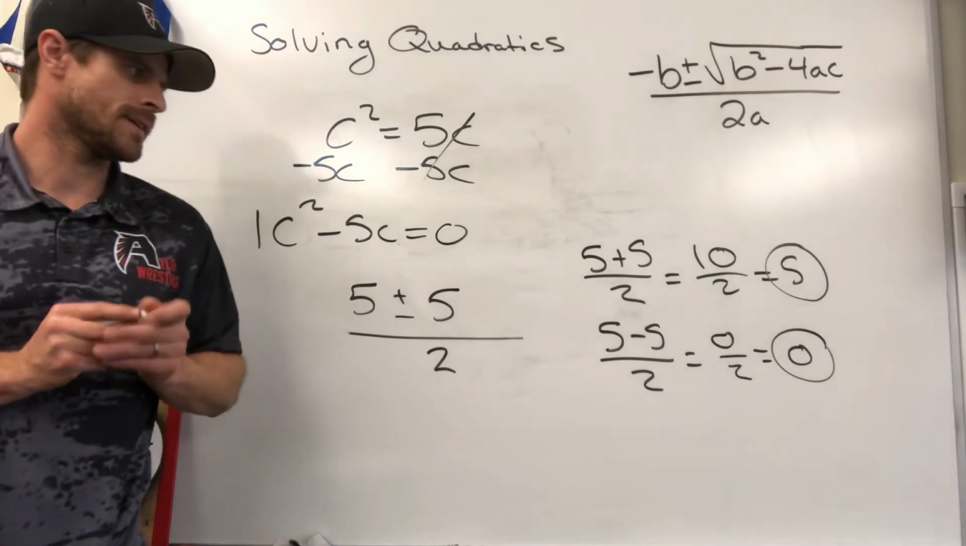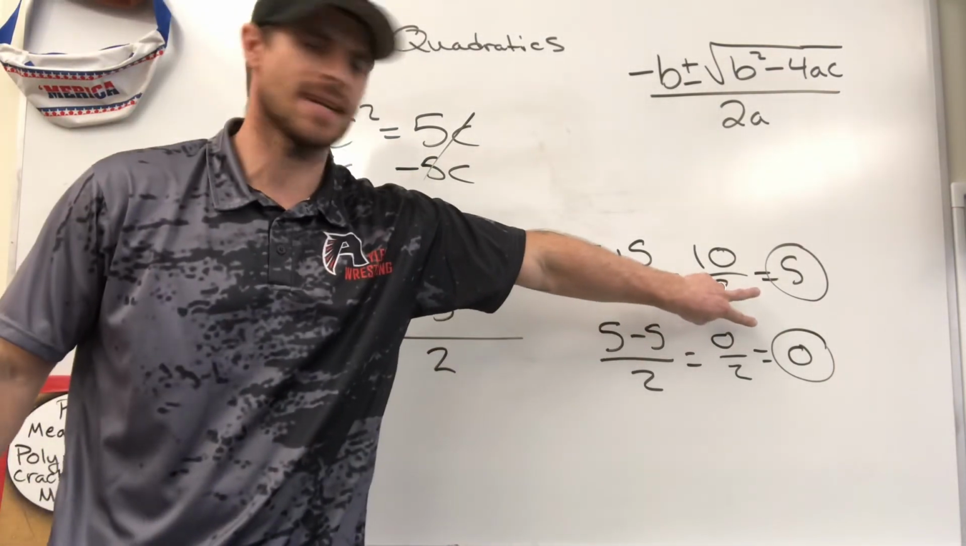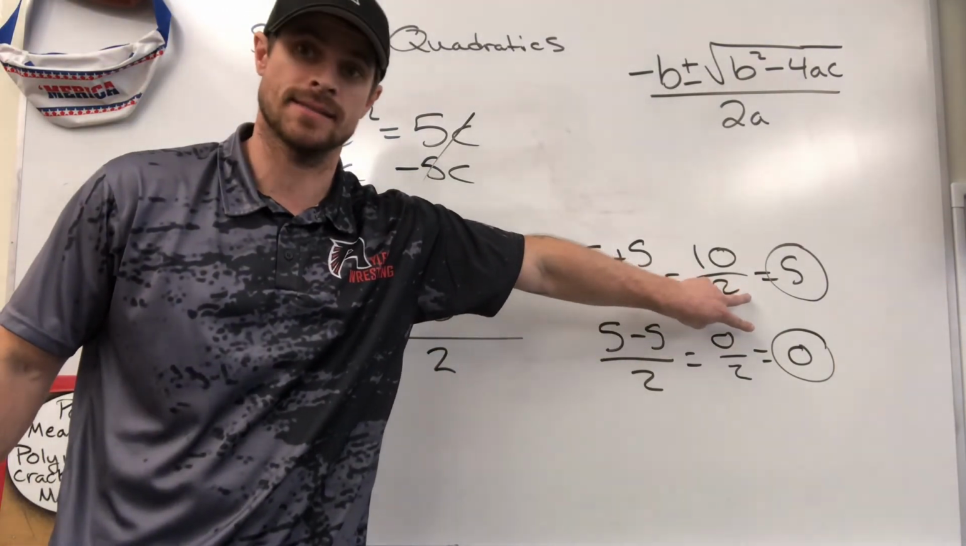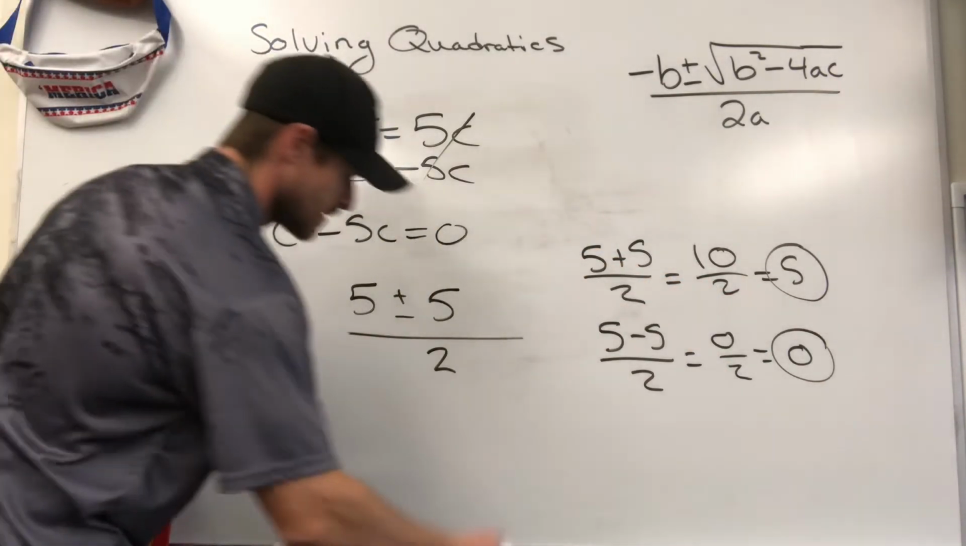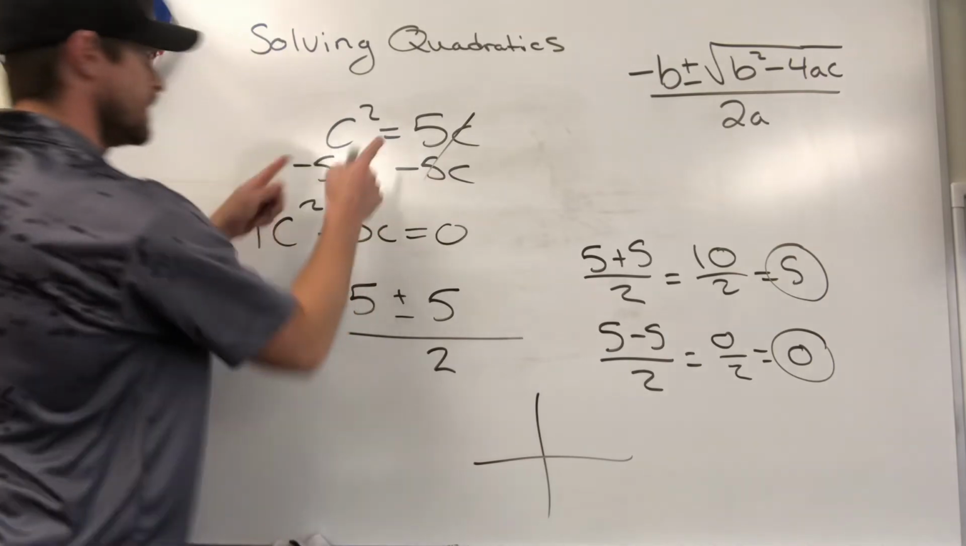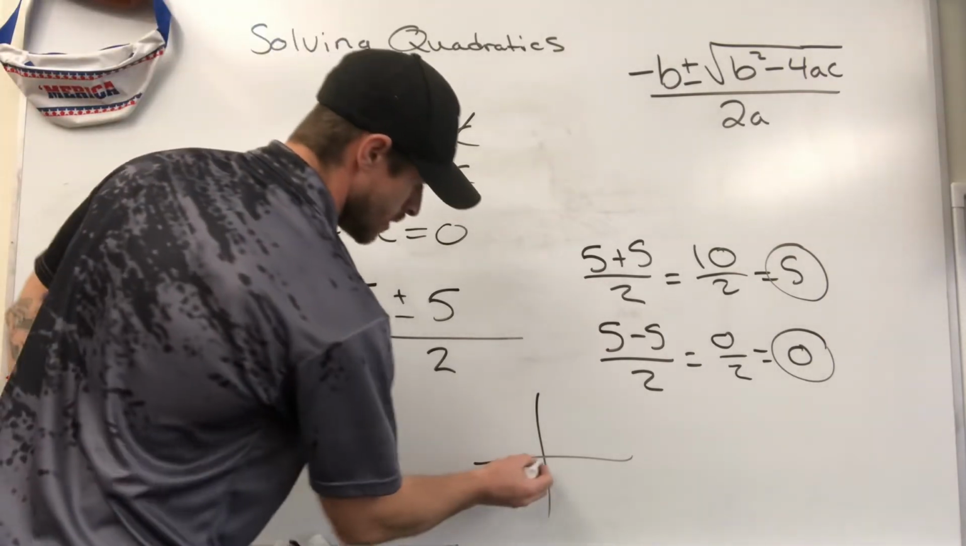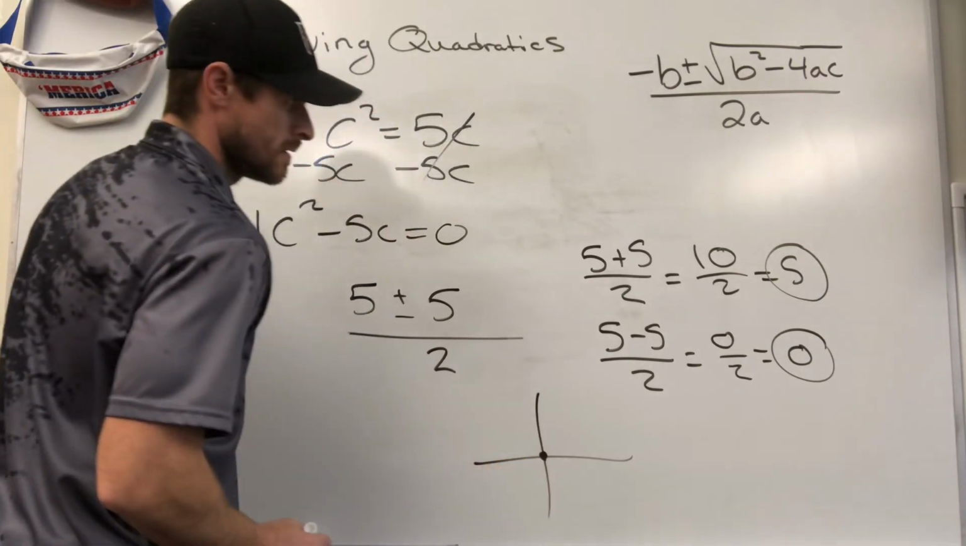So 5 and 0 are the 2 places on the x-axis that the parabola is going to cross. What I mean by that is, what I know about this quadratic is when graphed, we're crossing here and we're crossing there.